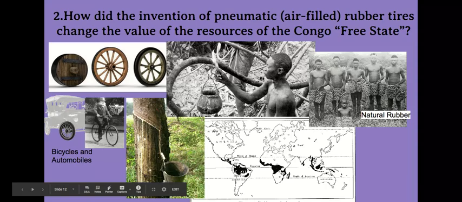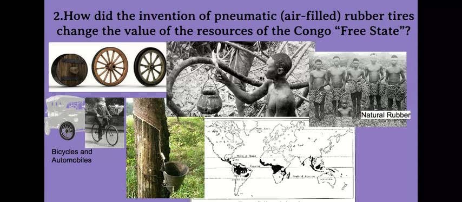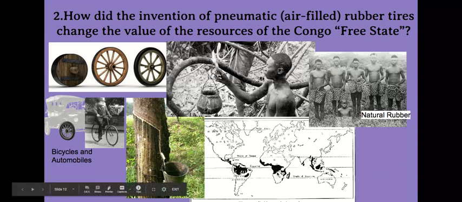And it created a huge demand for rubber, the substance that is used to make tires. So Leopold, luckily for him, already owned the area here in Congo, which is perfect for rubber trees. These black colored in areas are the areas of the globe where the rubber tree grows naturally. And it grows like this.